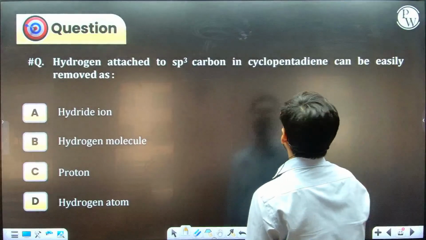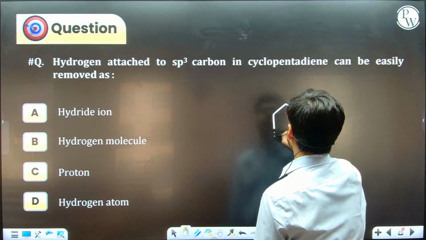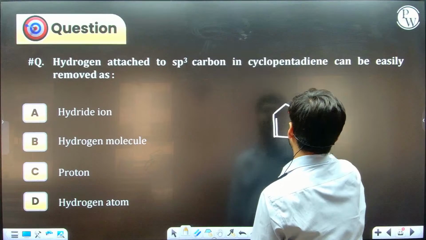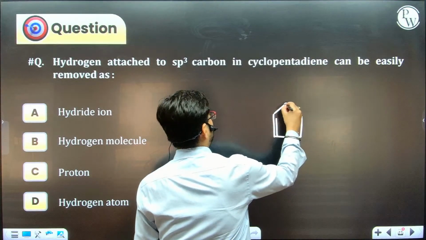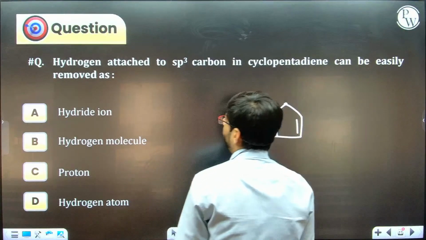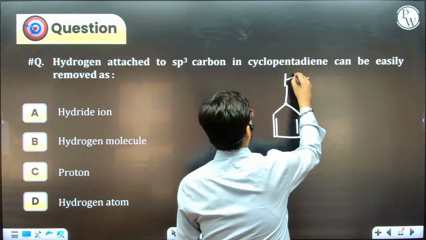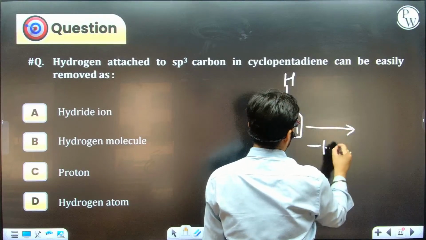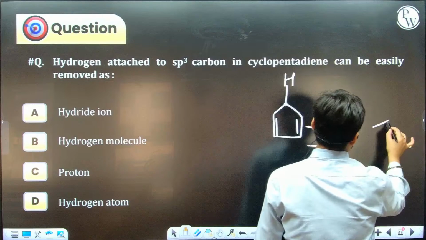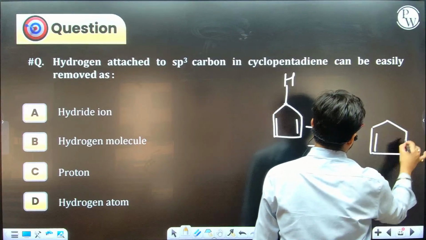Next, cyclopentadiene. This is called cyclopentadiene. Hydrogen atom attached to sp3 carbon. This is the sp3 carbon atom, right? Can be removed easily as. Now see, if I talk about this particular hydrogen atom, if I remove proton, that means H plus, I will get this species.